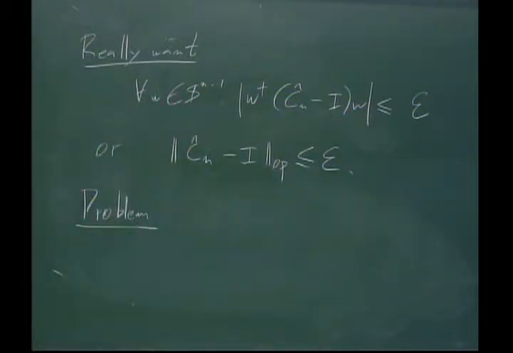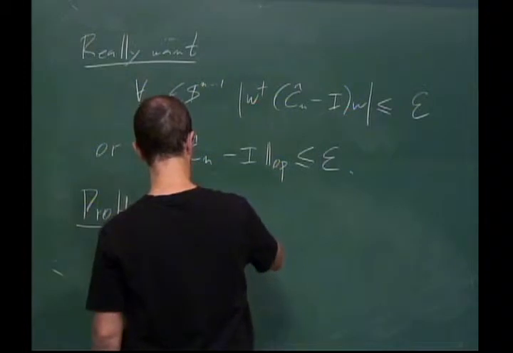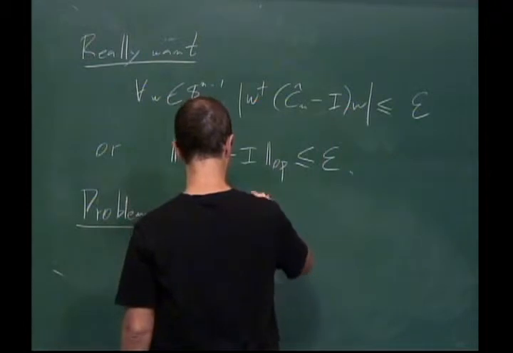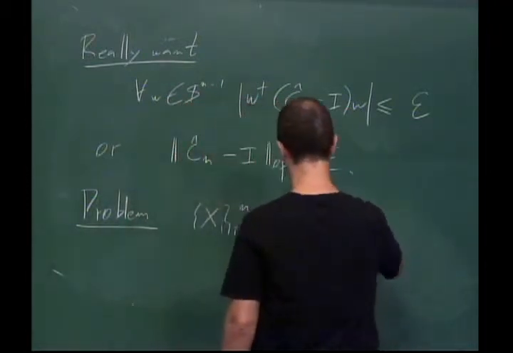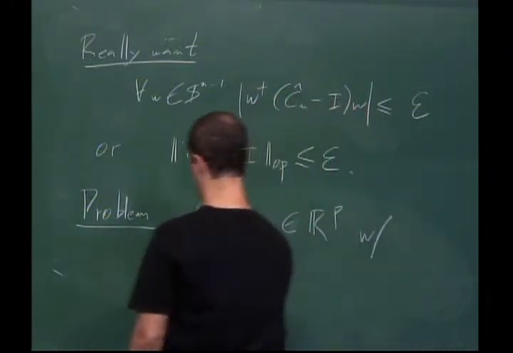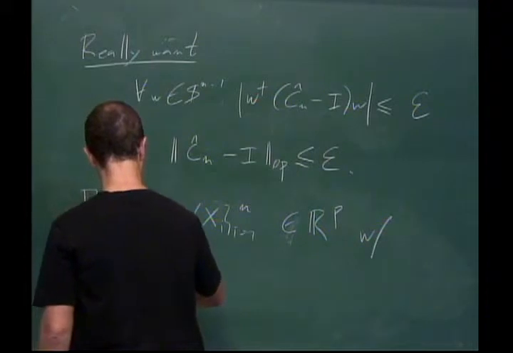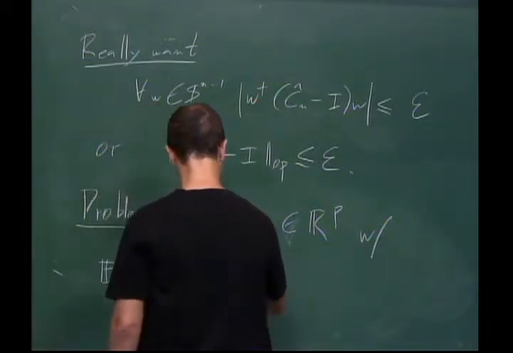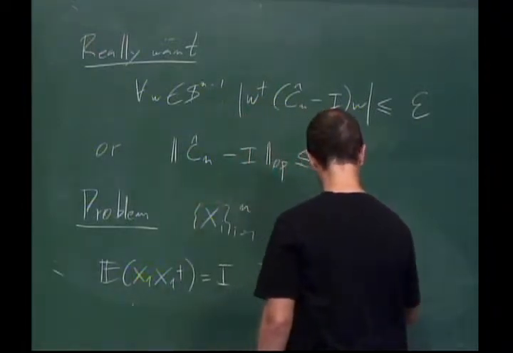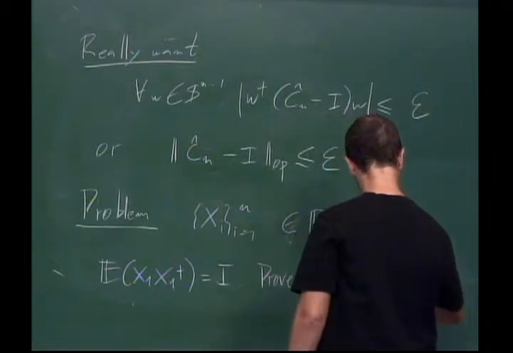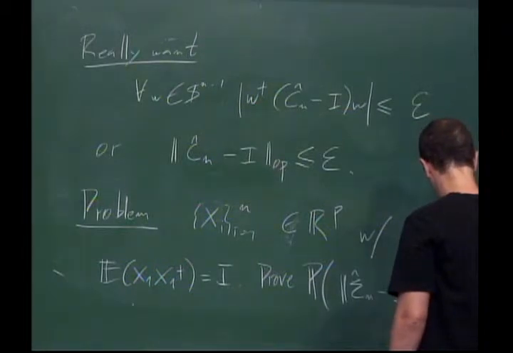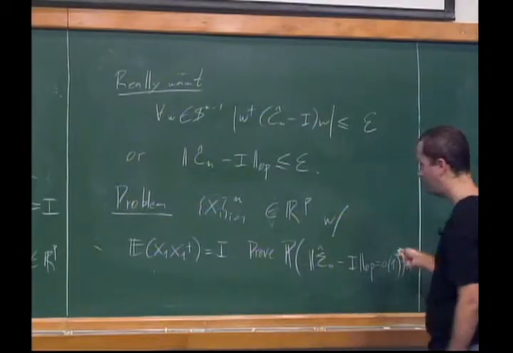is you have your vectors x tilde i. Well, let me actually call them xi, IID, and let's assume that their covariance matrix is just the identity. And you want to prove that the operator norm is small with high probability.